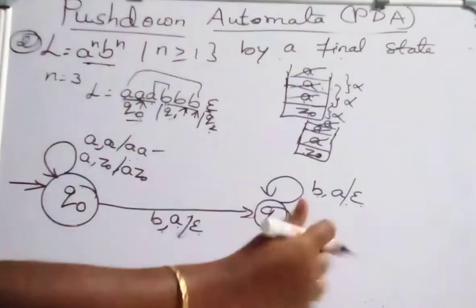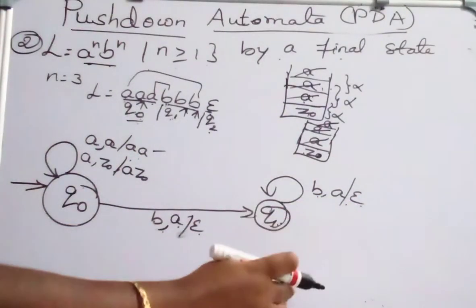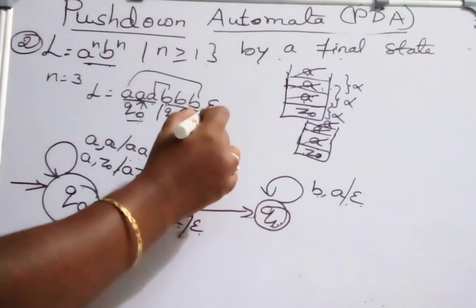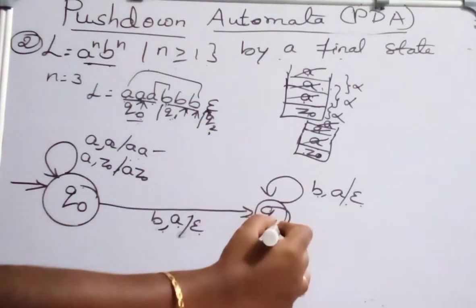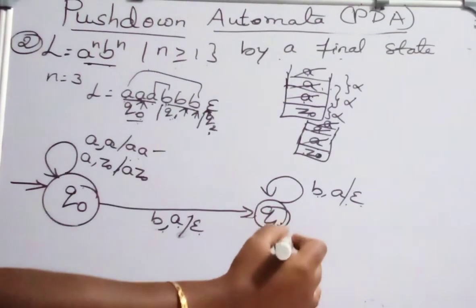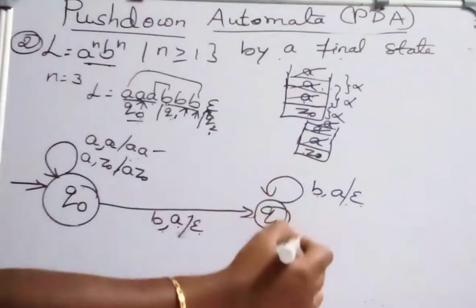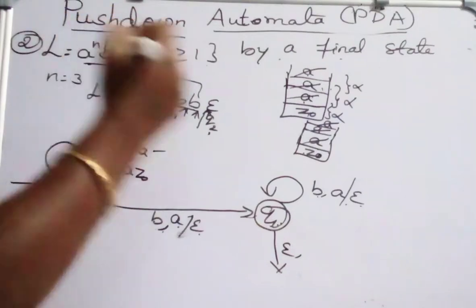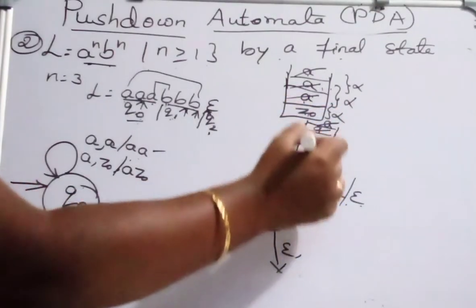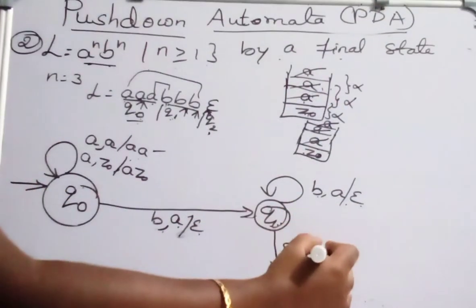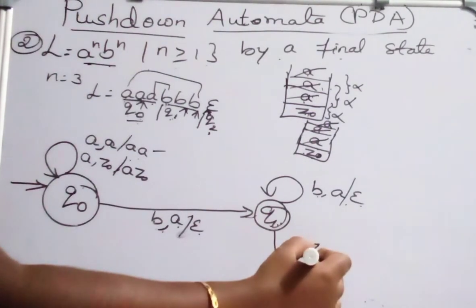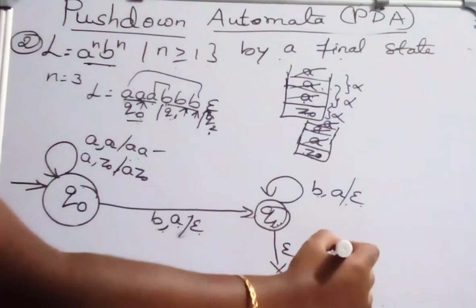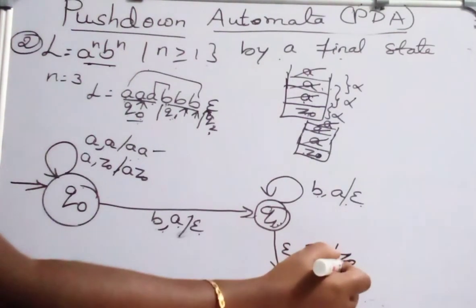Okay guys, so next, from the state Q1, assume that it has reached the end. End means it has to reach the final state Q2. So when the input to be scanned becomes null, when there is no input left, what will be the top of the stack? All the A's are counted, so the top of the stack becomes Z0. It's not null, it becomes Z0. We don't change the contents of the stack, it remains the same.